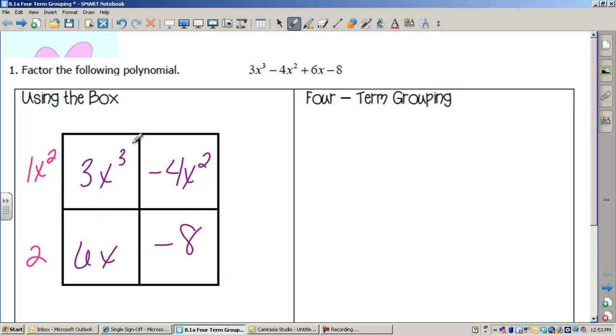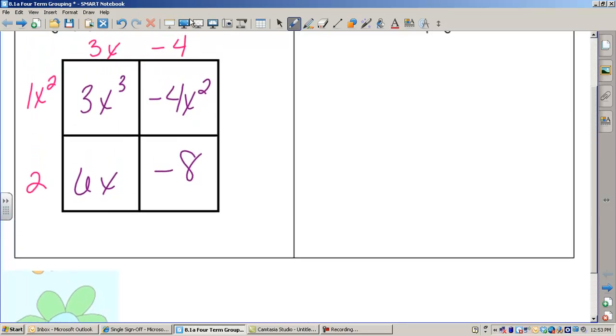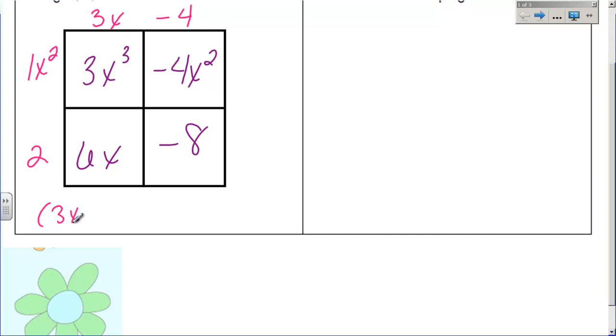And then my greatest common factor for this column, I have 3x to the third and 6x, is going to be 3x. And then this column, since both of these numbers in this column are negative, I have to factor out a negative because both of them have a negative in common. And so now I'm going to factor out a negative, and the greatest common factor for 4 and 8 is going to be a 4. So my two factors for this polynomial are going to be 3x minus 4 from right here, and then x squared plus 2 from down the side.